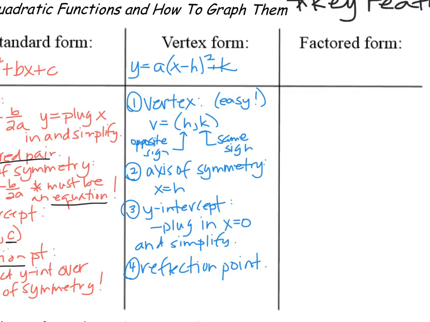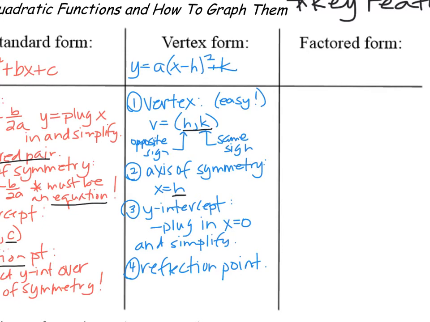To get your key features, we start with the vertex again because this is really easy. In the formula, whatever's in the parenthesis with x, that h value, we change its sign for the x-coordinate of the vertex. And then whatever's added or subtracted after, we keep it the same sign, and that's the y-coordinate. Notice we say that it's (h, k). And again, write it as an ordered pair. Your axis of symmetry is still easy to find. It's the same as that h-coordinate. And again, like in standard form, it has to be written as an equation.